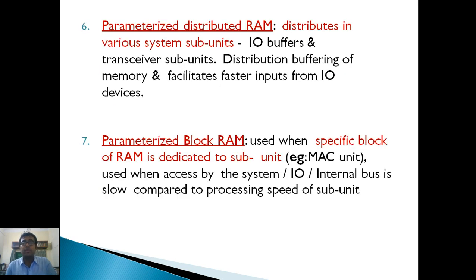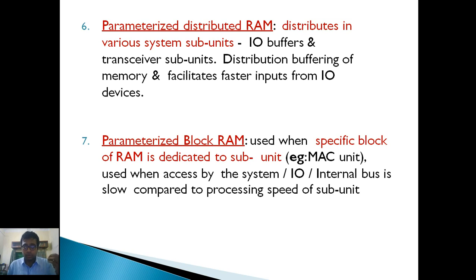Sixth is parameterized distributed RAM. What does it mean? It means it is distributed in various system subunits, input output buffers, and transceiver subunits, distributing the buffering of memory, and facilitates faster inputs from input output devices. This kind of RAM is connected or installed, you can use any kind of word, to increase the overall performance of the system design or the embedded system.